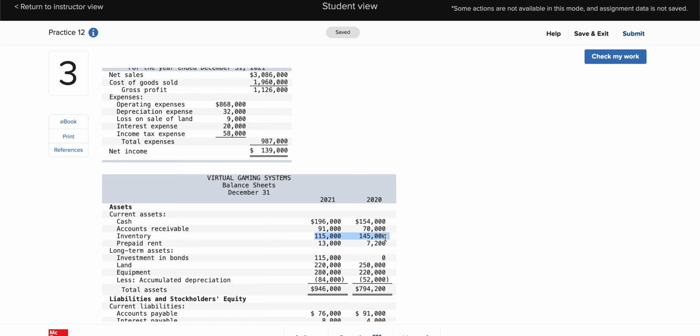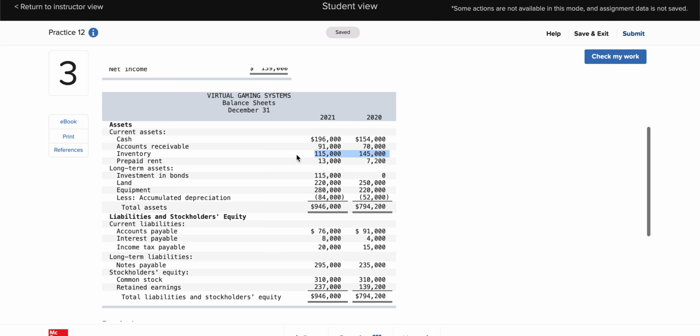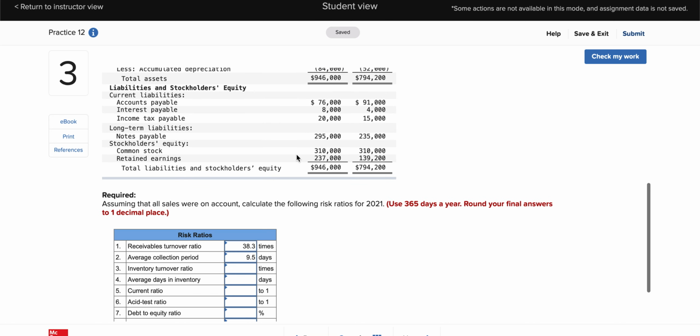115 plus 145 is 260 divided by 2. So that's an average of $130,000. So I'm going to take the cost of goods sold of $1,960,000 and divide that by the $130,000 in average inventory there. And I come up with, in that case, 15.1 times. So I am selling out of my inventory 15 times a year.